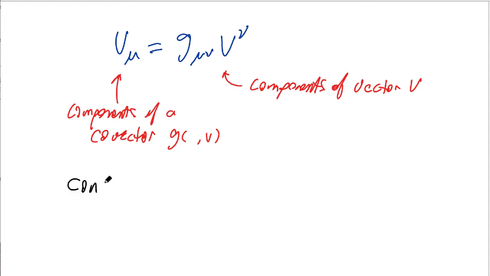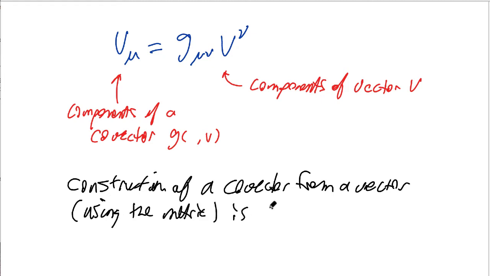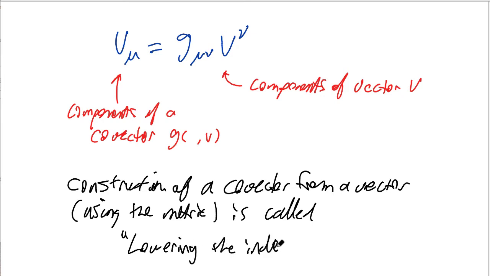So the construction of a covector from a vector using, of course, the metric is loosely called lowering the index. And that phrase just comes from the fact that we've taken a vector whose components are written with a superscript, and we've produced a covector whose index is always written as a subscript. So the index has been lowered.